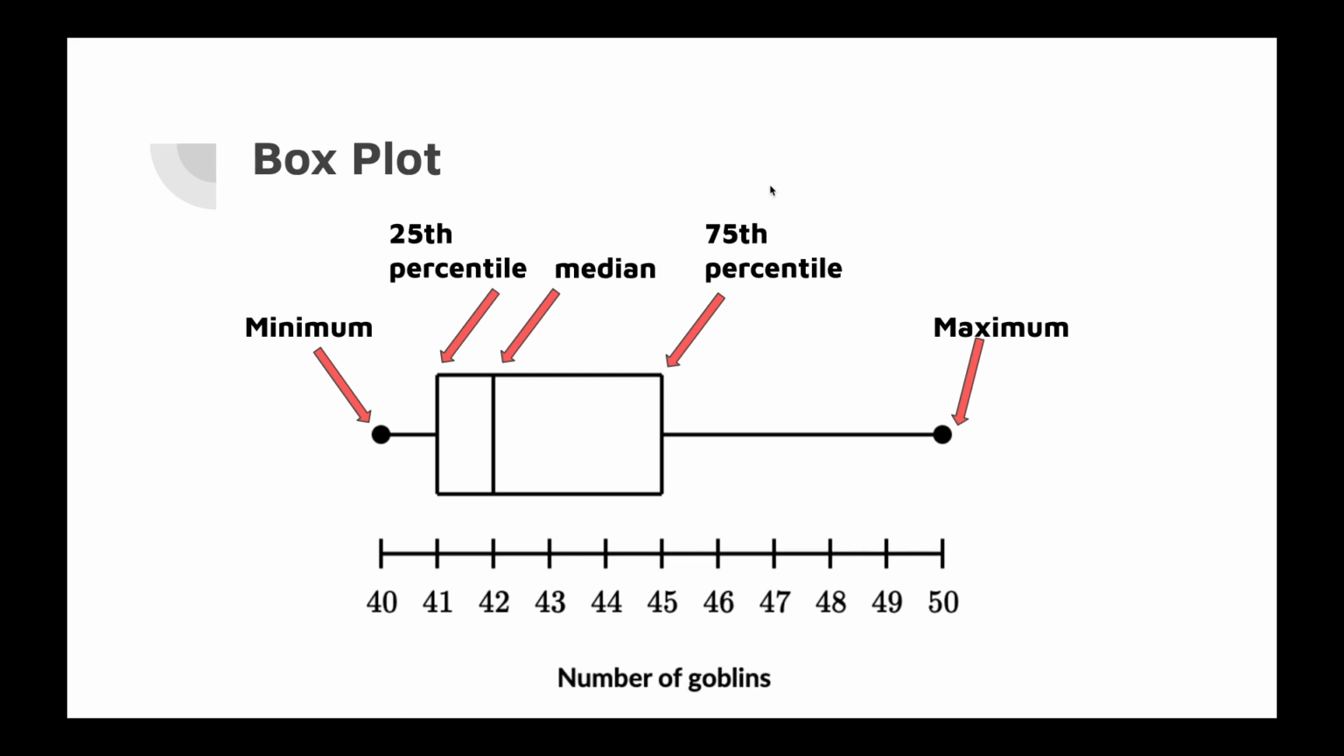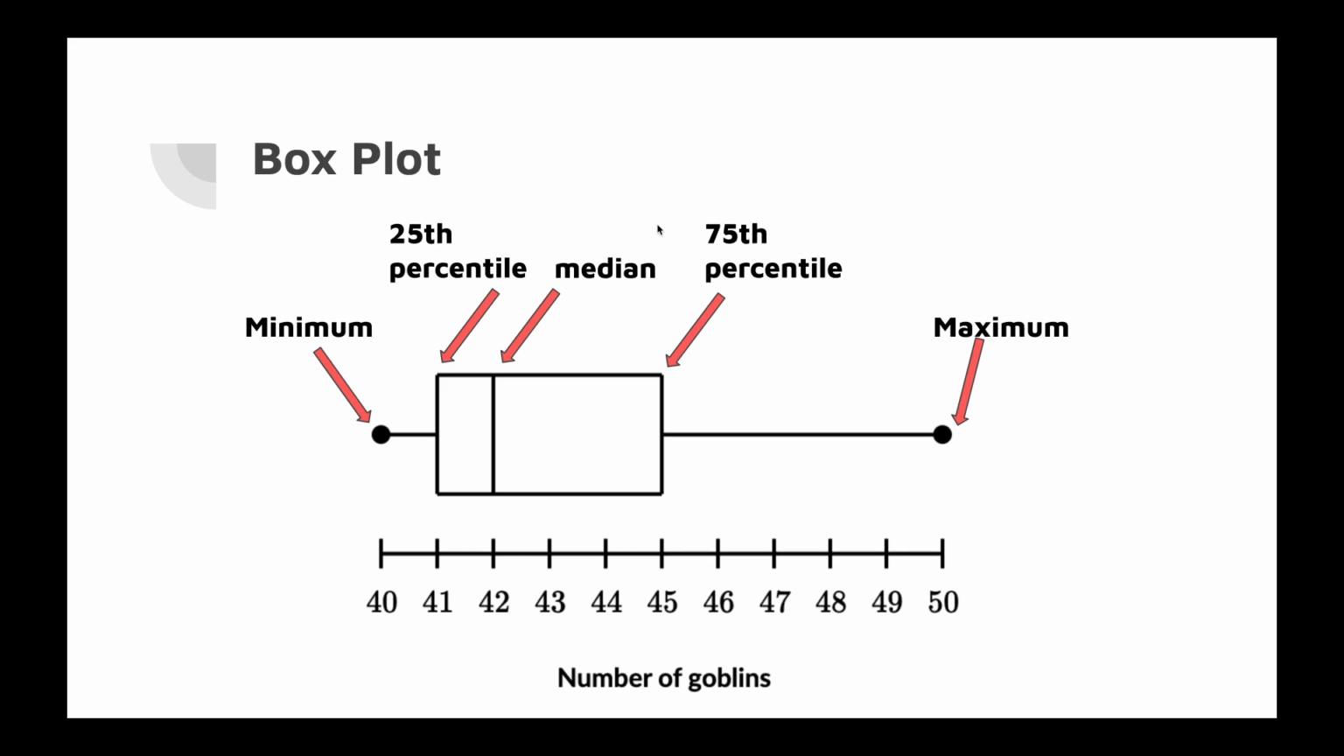And here's a thing called median, or often we call this the 50th percentile. This means that half of the data are less than or equal to the median. So, which means that 50% of the sample has less than or equal to 42 goblins in, let's say, their village.